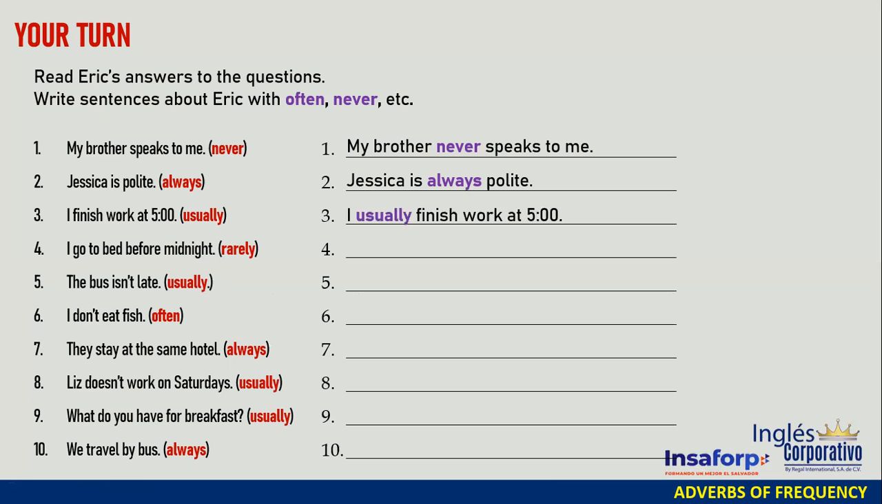Very good. Number four. Levante la manita, number four. Nadie. Ah, bueno, como no, Jasmine, díganos. I rarely go to bed before midnight. Correct, right? I rarely go to bed before midnight. Muy bien. Number five. Volunteer. Jasmine, again. Number five. The bus is not usually late. The bus isn't or is not usually late. Muy bien, ¿verdad? The bus is not or isn't usually late. Thank you. Number six.